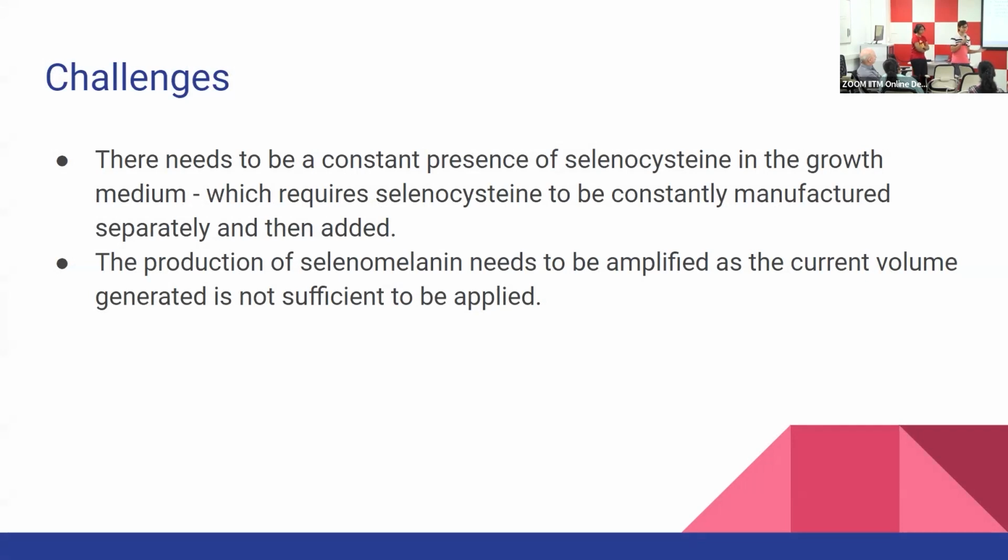There's a lot of good that it could do, but before we get to that, there are certain things that we need to consider. The main one is selenomelanin. We're going to need to have selenocysteine present as a substrate in the environment. It needs to be constantly manufactured separately, and we can't even make selenocysteine in bacterial cells as such, as just one amino acid.